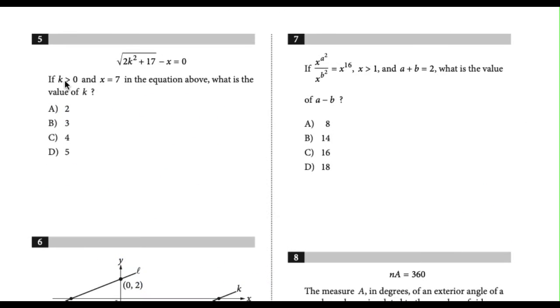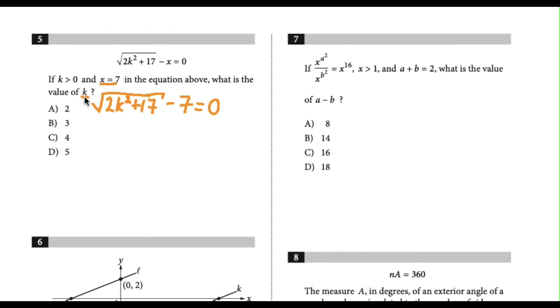Number 5. If k is greater than 0 and x equals 7 in the equation above, what is the value of k? The first thing we need to do here is plug in the value that they give us in the question, which is x equals 7. We're going to rewrite the equation: the square root of 2 times k squared plus 17, minus 7 equals 0.